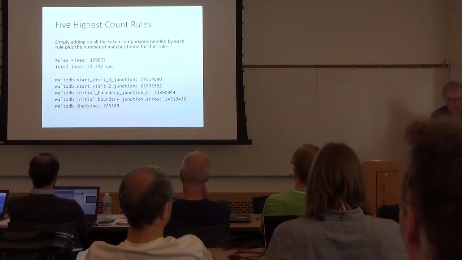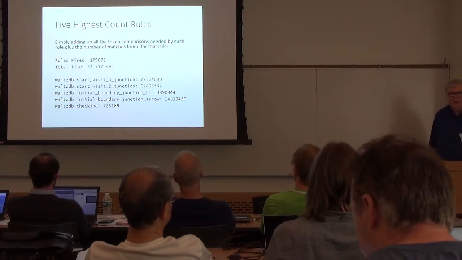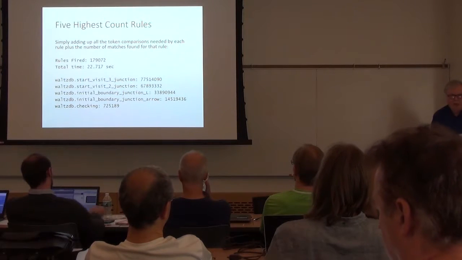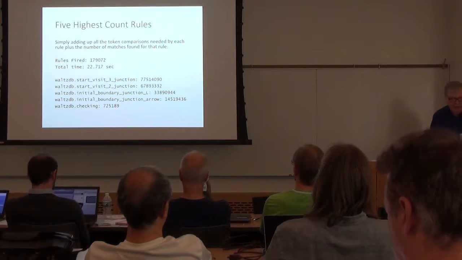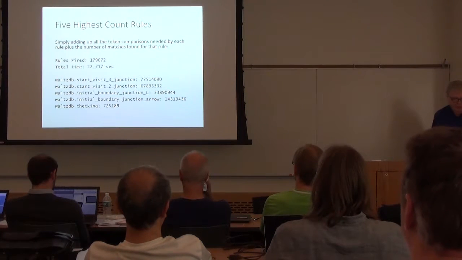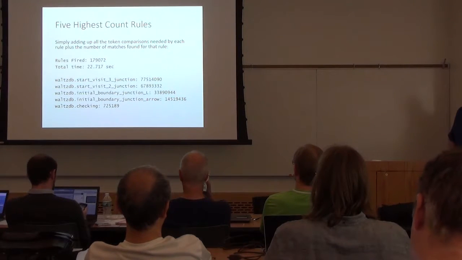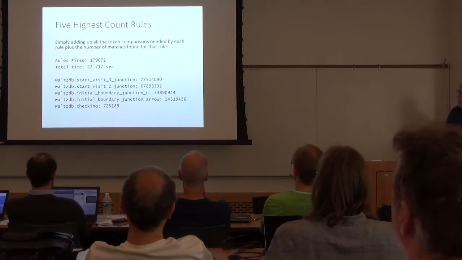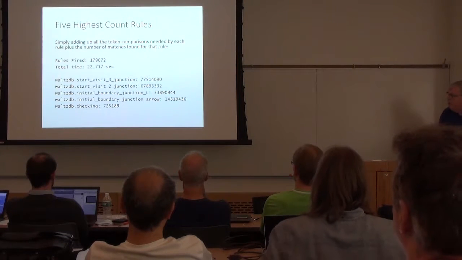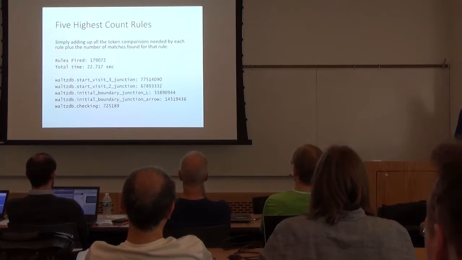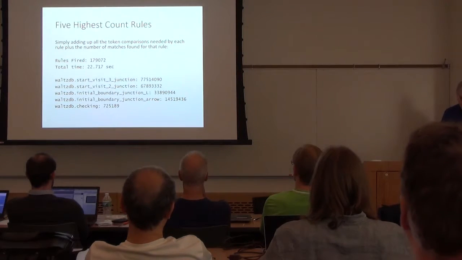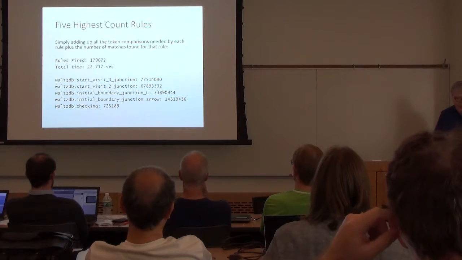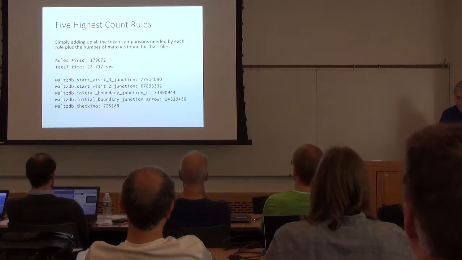Okay, and first to start out, I'm simply going to add up the two measures: the number of tokens prepared and the number of complete matches found for each rule. And arbitrarily, I'm just going to look at the first five, that is, the five worst rules in the system. I can say that the first one did 77 million, the other one did 67 million.